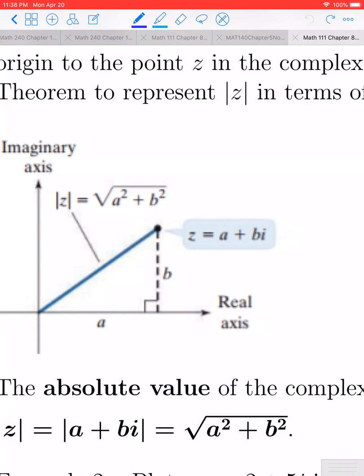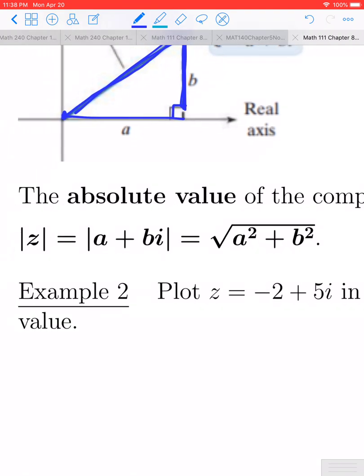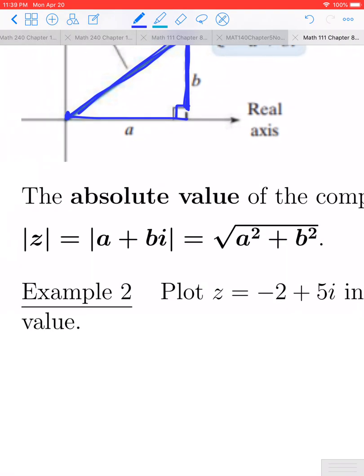If z is represented by a plus bi, we can plot that. Its distance to the origin would be represented by this distance here. We can form a right triangle where this length is given by the magnitude of the real part, and this length would be the magnitude of the imaginary portion of the complex number. The Pythagorean theorem would then say that the modulus, or the absolute value of z, is given by the square root of a squared plus b squared. So the absolute value of a plus bi is equal to the square root of a squared plus b squared.